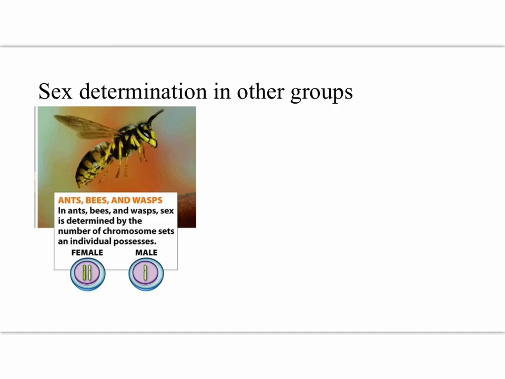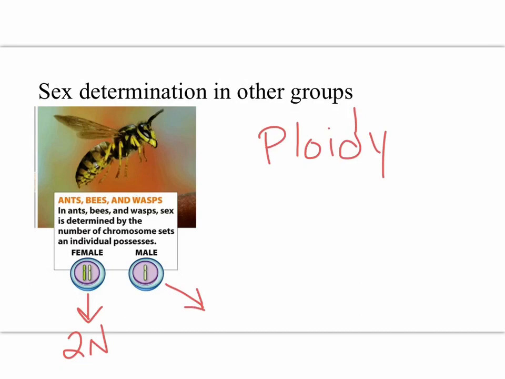Another interesting strategy is using ploidy as a way to determine sex. This strategy is used by Hymenoptera, a type of insects, including ants, bees, and wasps. For these individuals, if an egg is fertilized and becomes diploid, that egg will develop into a female. If the egg is laid unfertilized, it will develop into a male. So males, even as adults, are haploid.